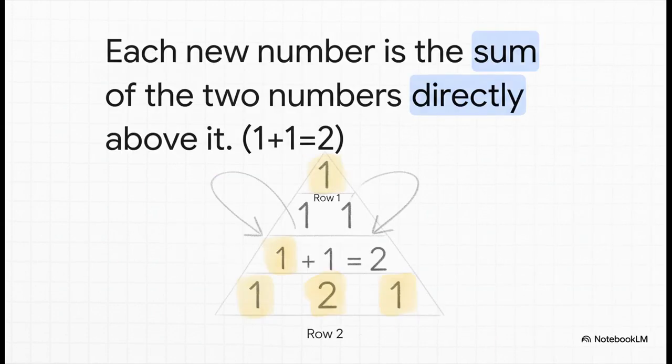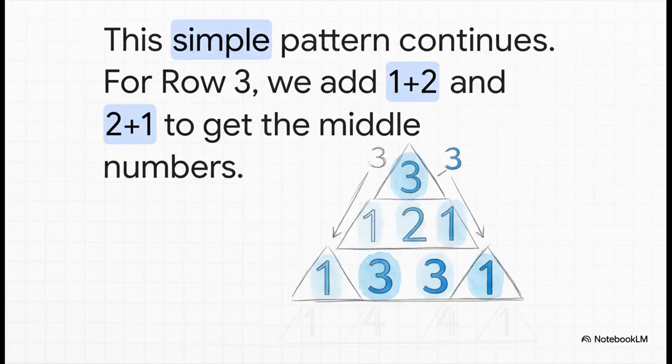It's so easy. It starts with a single 1 at the top. We'll call that row 0. Then, the next row, row 1, is just two 1s. That's our foundation. And here's the one simple rule you need to know. To get any new number, you just add the two numbers directly above it. So for row 2, we look up and see a 1 and a 1. Add them together, you get 2. And the rows always start and end with a 1. That's it. And this pattern just keeps on going as far down as you want.